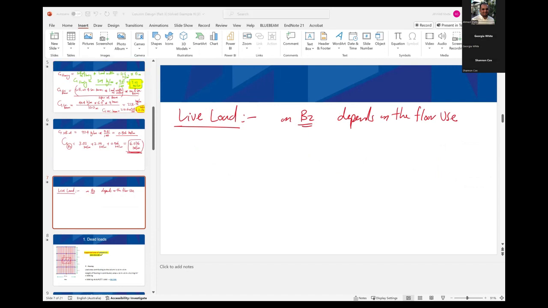Is it like a warehouse storage area? Storage area. So do you know how much is the live load for a storage area? Is it 5 kPa? Yes. So I just try to open the standard for you. I just downloaded it today. Can you see the screen now?